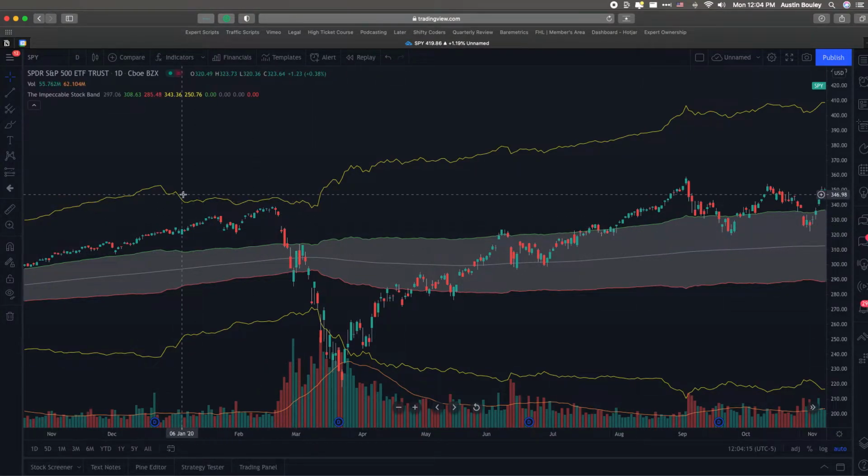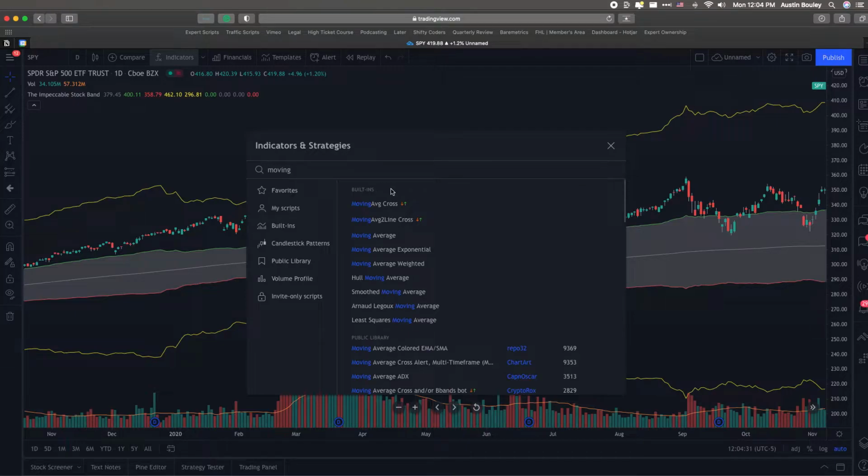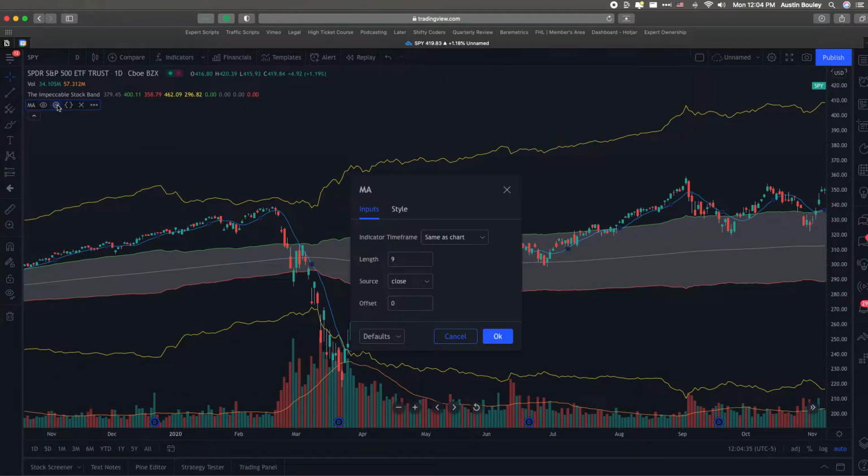All right, guys, I know these lines may look weird or confusing. It's basically just a trending band indicator, which is something that I made to help people see the different trends in the market. But regardless of whether you have this or not, you can use the 200-day moving average. You come up here to your indicators and type in moving average, and then you can put in the 200-day period. By default it's probably 9, so you can change this to 200, and then you'll get the 200-day moving average.